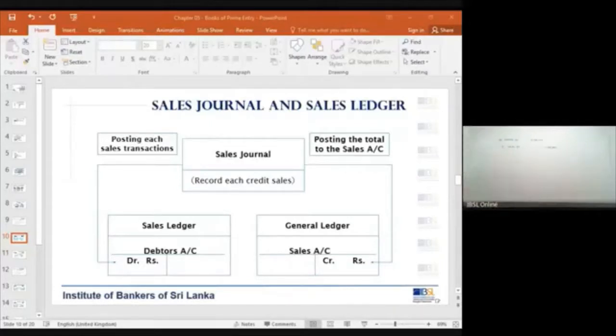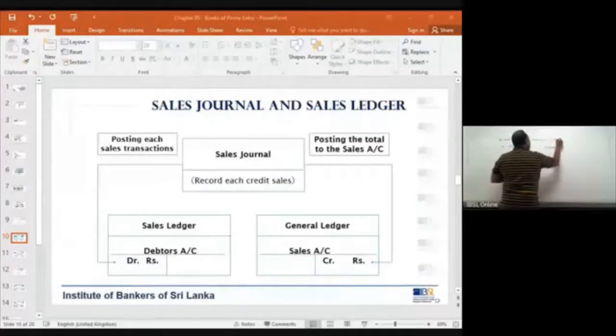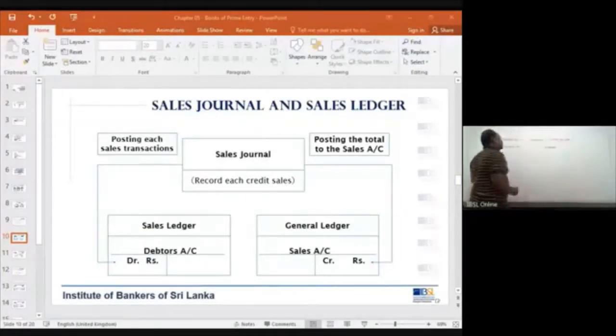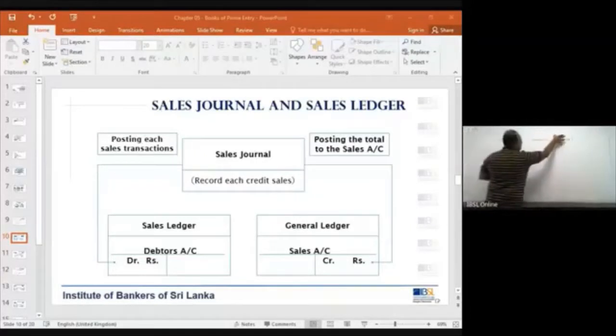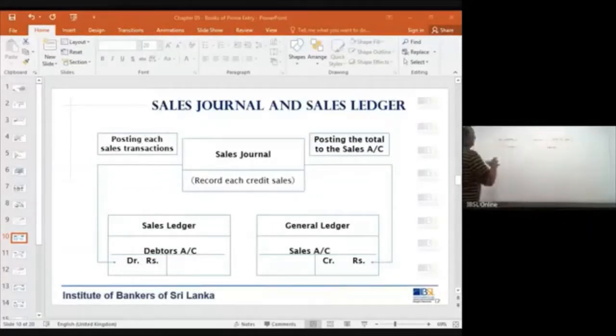So the double entry would be: debit an account called debtors account, and the amount will be 2.5 million. So how will we get this 2.5 million? That is $2,500 at the rate of 1,000 each. Okay, so you don't need to write this, but this is the journal.